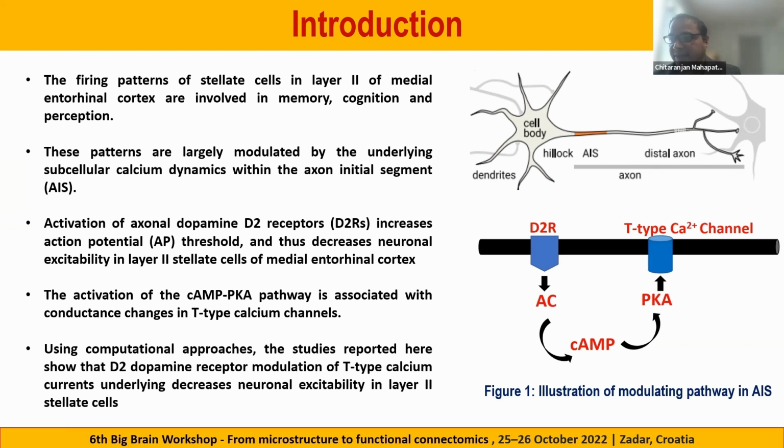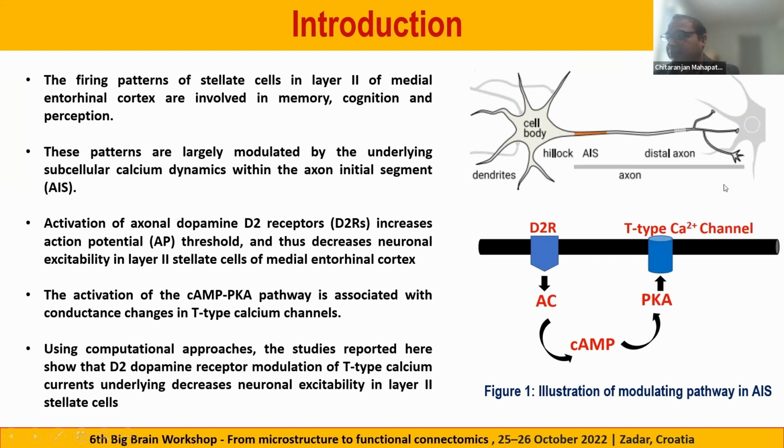These stellate cells, and particularly the layer 2 stellate cells, are modulated by different subcellular signaling pathways, like calcium dynamics and intracellular signaling pathways. The most important thing is that we have the cell body, and after the soma there is a segment known as the axonal initial segment, AIS. Both soma and AIS are responsible for firing and modulating the action potential, so that it can be transmitted to other neurons or other layers of the brain.